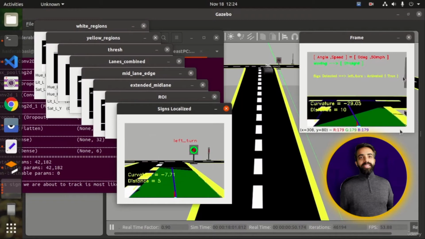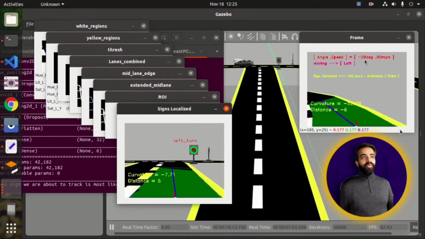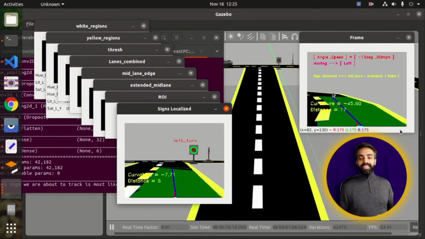Once the tracking fails, you can see the lane assist feature is no longer working, and now we have set the angle to decrease to -45, which is the maximum left turn. The car makes that left turn, which is indicated on the top, and then it redetects the lane when the lane assist feature kicks in. Now we have successfully navigated the left turn.